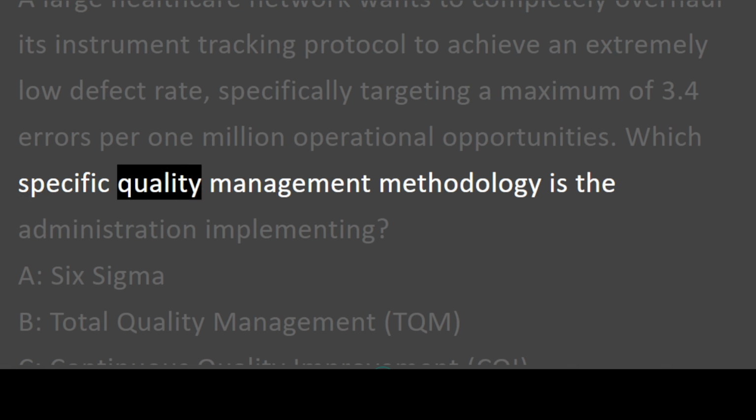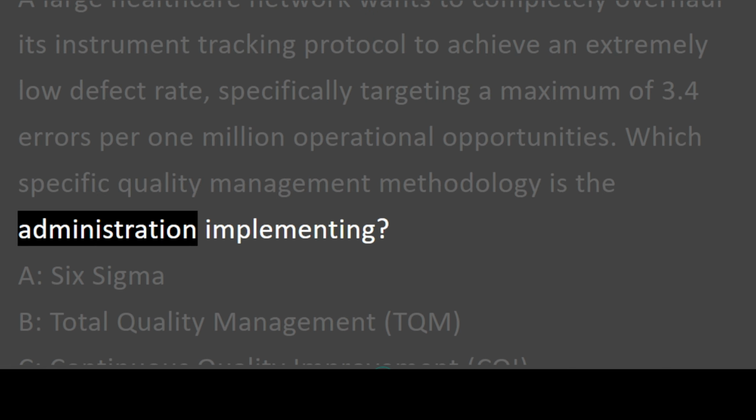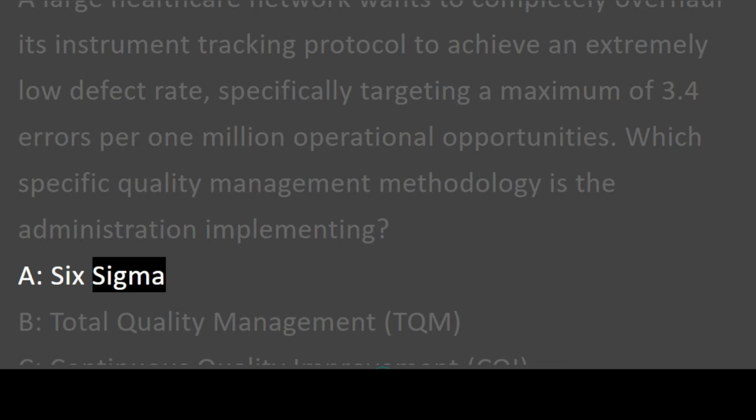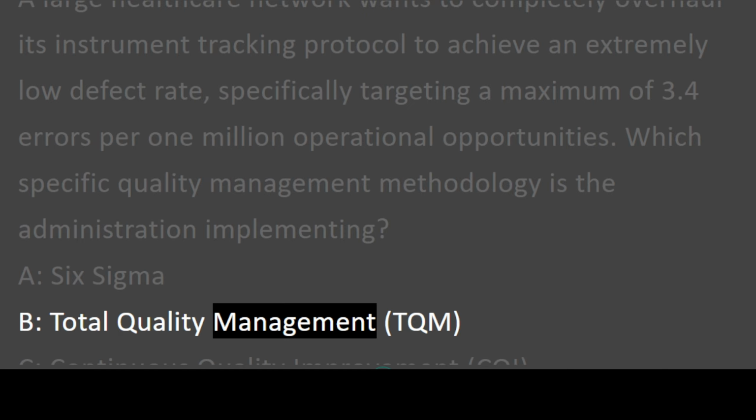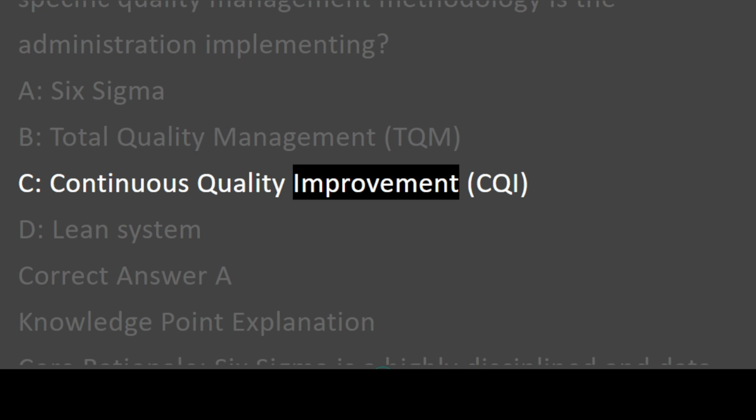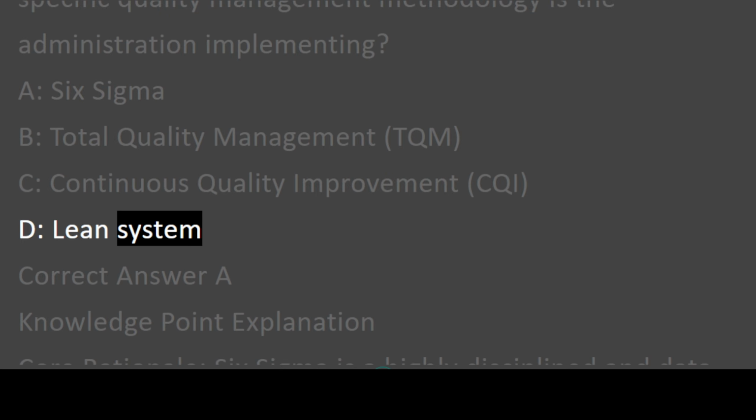Which specific quality management methodology is the administration implementing? A. Six Sigma. B. Total quality management, TQM. C. Continuous quality improvement, CQI. D. Lean system. Correct answer A.